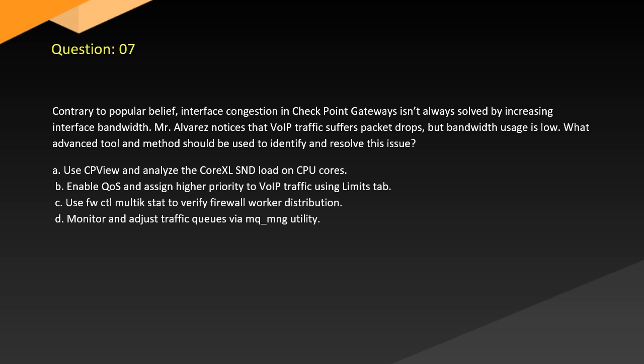A. Use CPView and analyze the core XL load on CPU cores. B. Enable QoS and assign high priority to VoIP traffic using the Limits tab. C. Use multik stat to verify firewall worker distribution. D. Monitor and adjust traffic queues with the MQ utility.